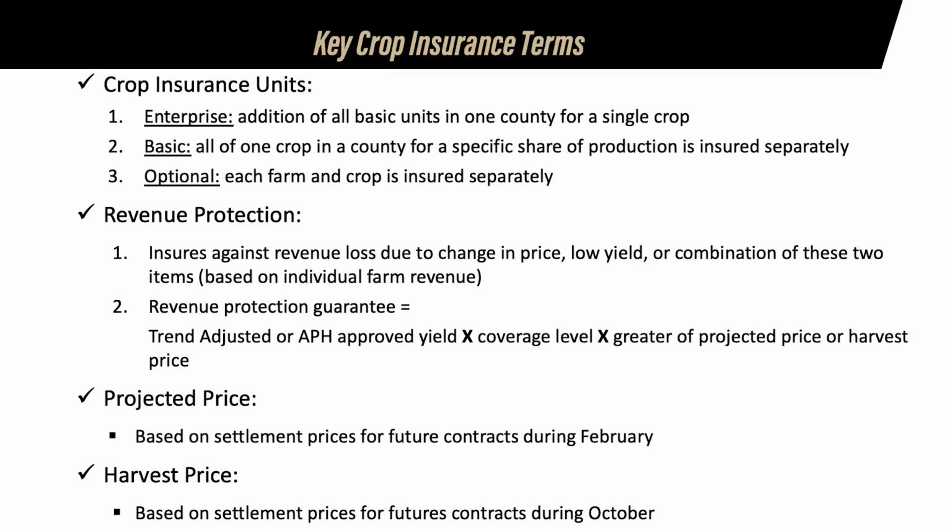We're going to talk a lot about enterprise units today, and that's the addition of all basic units in one county for a single crop. You can also buy basic and optional units. Basic units are all of one crop in a county for a specific share of production insured separately. The easiest example: if you have different crop share arrangements with different landlords, those would each be a separate unit. For optional units, each farm and crop is insured separately.